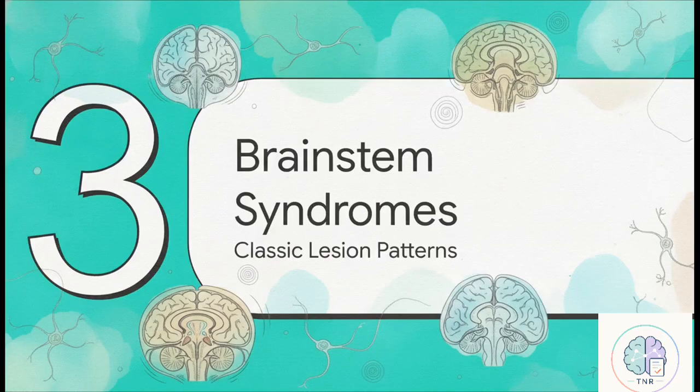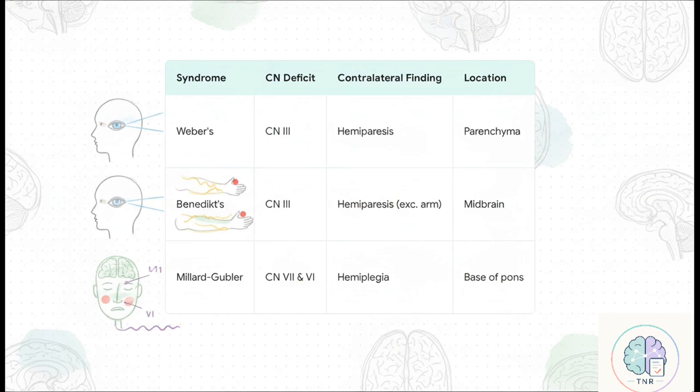Okay, Section 3, classic brainstem syndromes. Now, notice the patterns in these classic lesion locations. It's like a clinical puzzle. Both Weber's and Benedict's syndromes feature third cranial nerve palsies and contralateral hemiparesis. But Benedict's is unique. It features arm hyperkinesia, ataxia, and a coarse intention tremor, because the lesion extends into the midbrain tegmentum and involves the red nucleus.